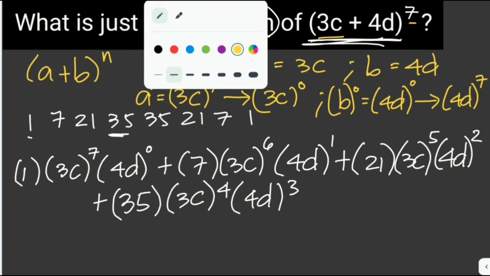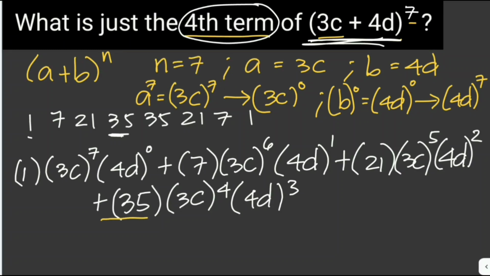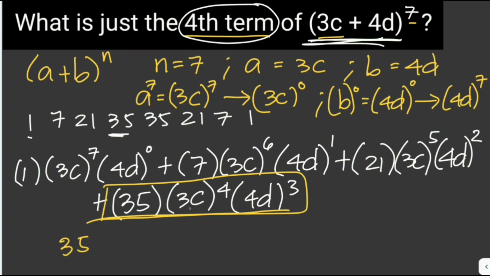Alright, so we're only interested in this term, which is the fourth term. So we can only expand this one. We don't need to simplify the rest. So this would be 35 times 3c to the fourth. 3 to the fourth is equal to 81. So this is times 81c to the fourth.